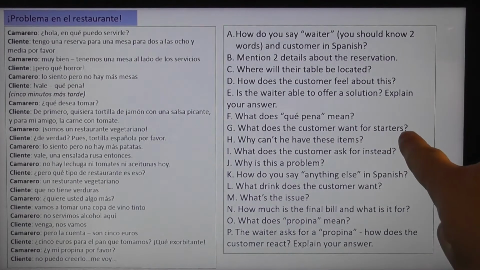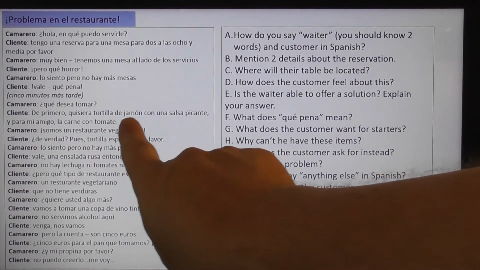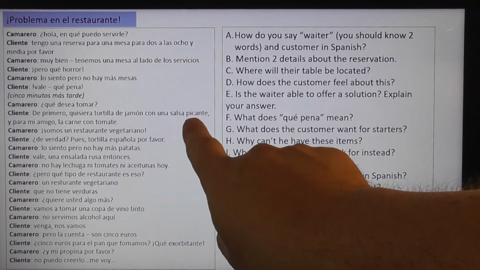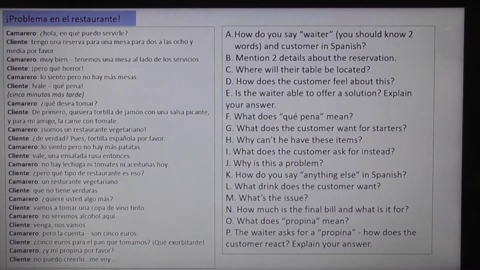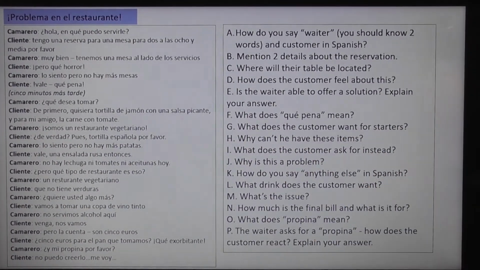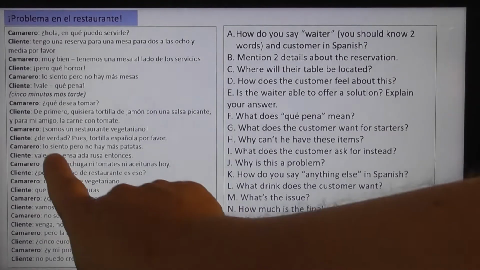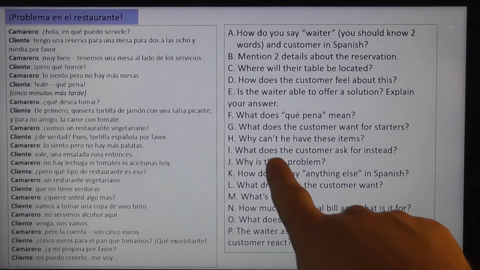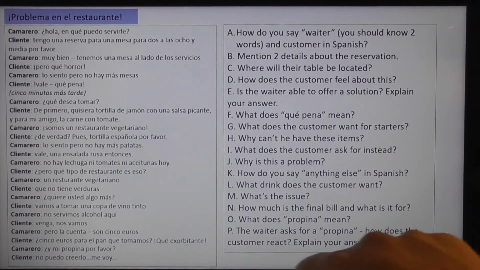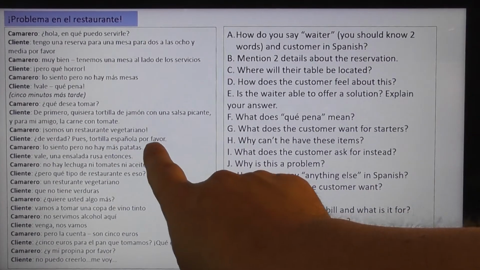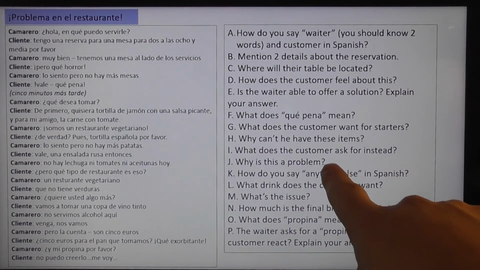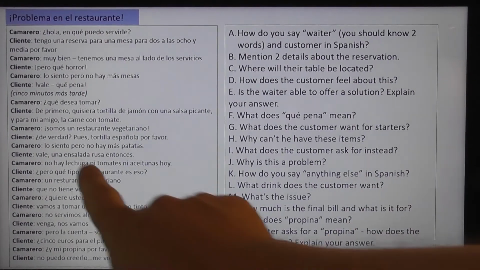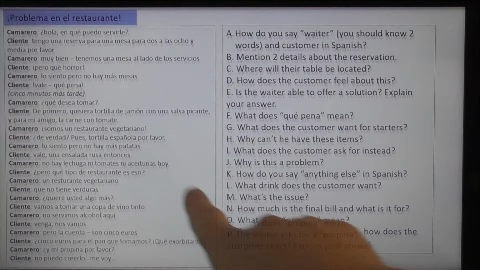What does the customer want for starters? They order a ham omelette with a spicy salsa, and for their friend, meat with tomato. Why can't he have these items? Well, according to the waiter, they are a vegetarian restaurant. So what does the customer ask for instead? Well, they ask for a Spanish omelette. Yum. Why is that also a problem? They say we don't have any more potatoes.